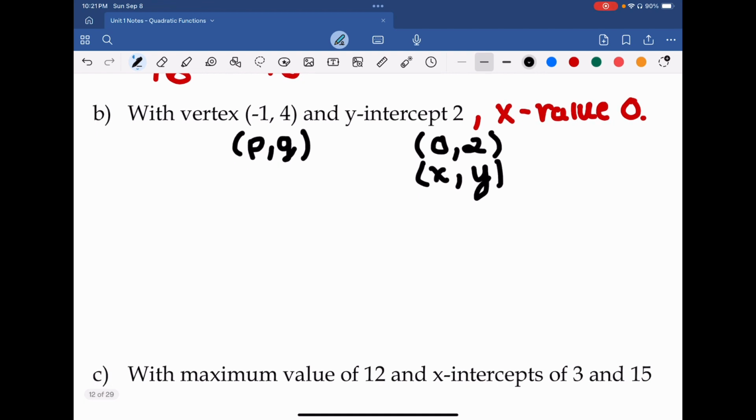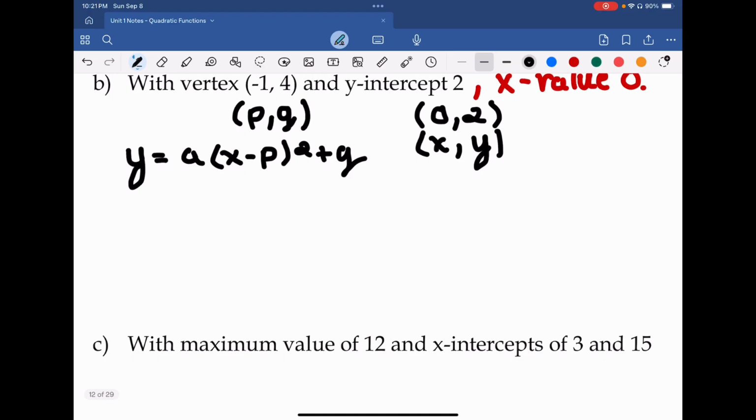Let's repeat the same steps we did before. We're going to solve for a. y is equal to a(x minus p) all squared plus q. We're then going to write in all the values we found here. So the y value is going to be 2 for the y-intercept. The a value is what we're looking for. The x was 0. The p value was -1, so therefore it becomes +1 squared plus q in this case, which was +4.